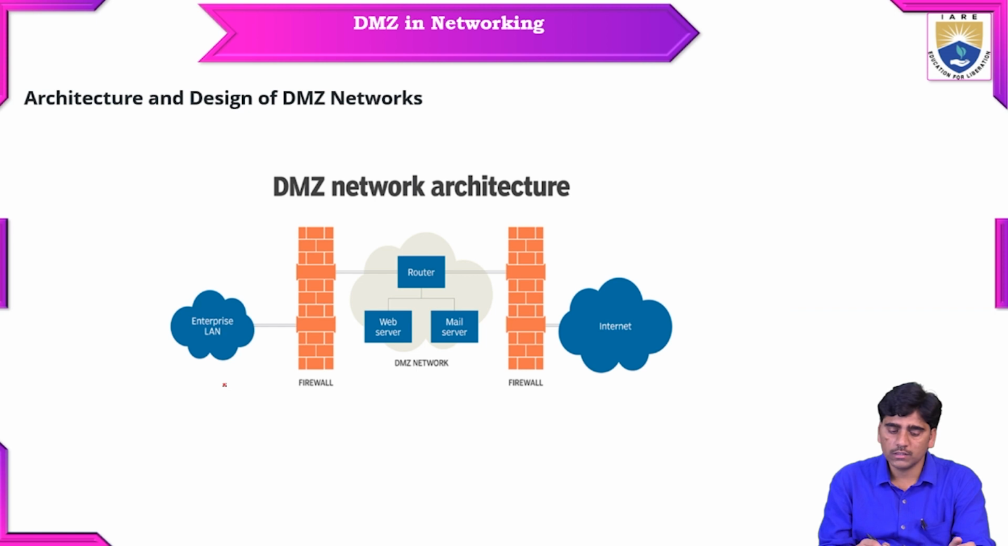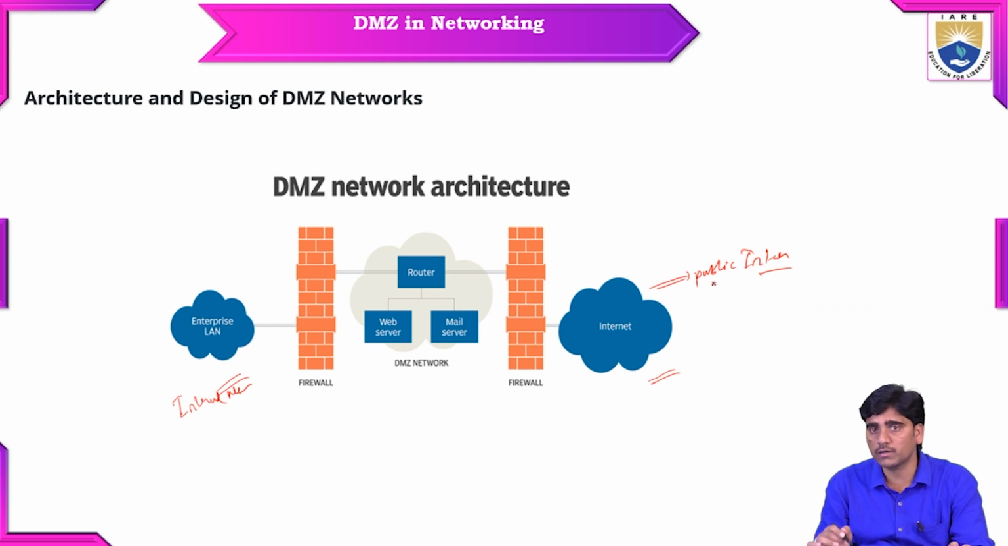So this is the enterprise LAN and this is the public internet, and this is an internal network. We are accessing this internal network from the public network by configuring a demilitarized zone. A demilitarized zone is nothing but setting up two firewalls, which means providing additional security.